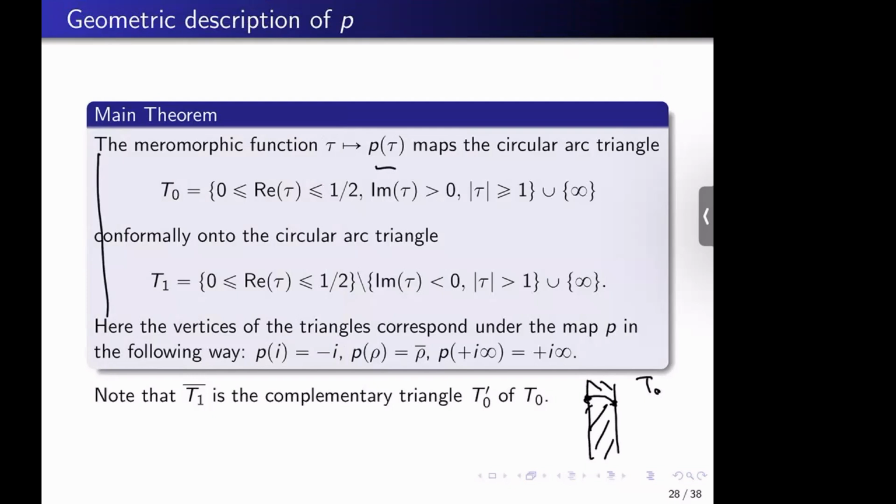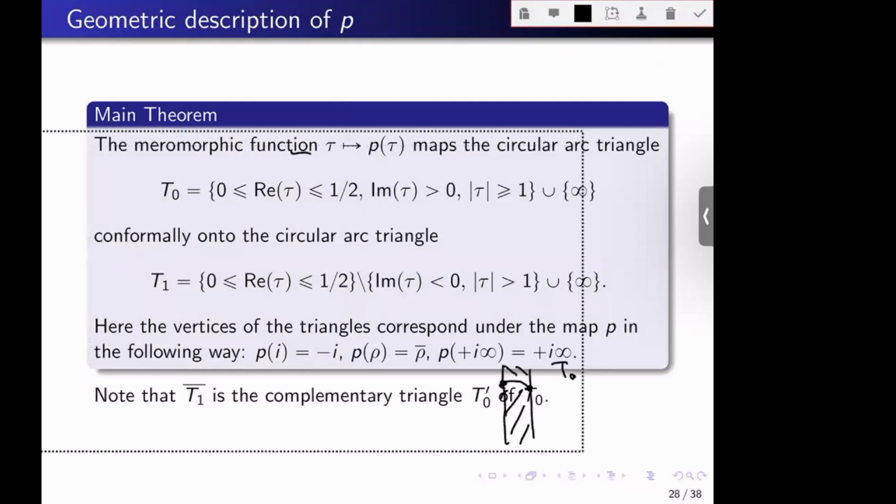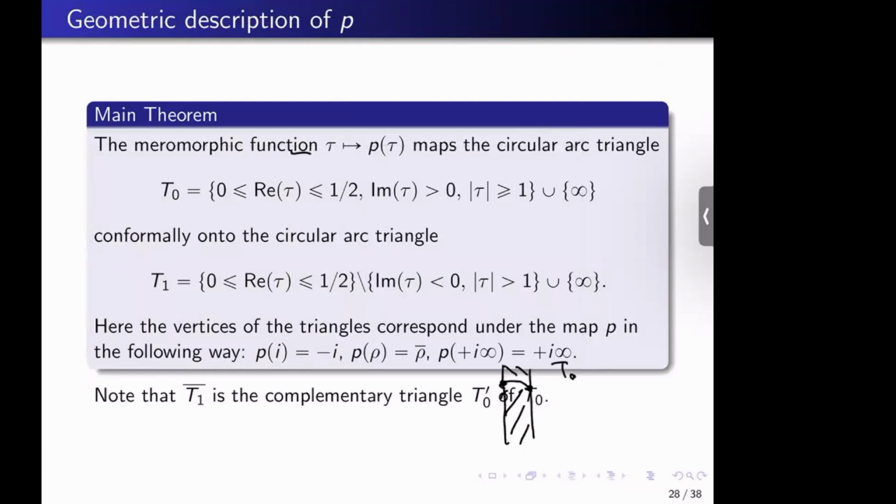So that's the main theorem. And now the question is, how do you prove something like this? So we have somehow a candidate for what the map should do. Well, how do we establish this fact?